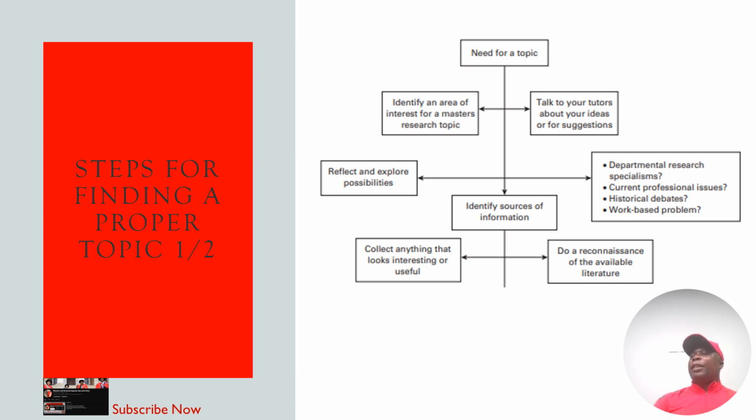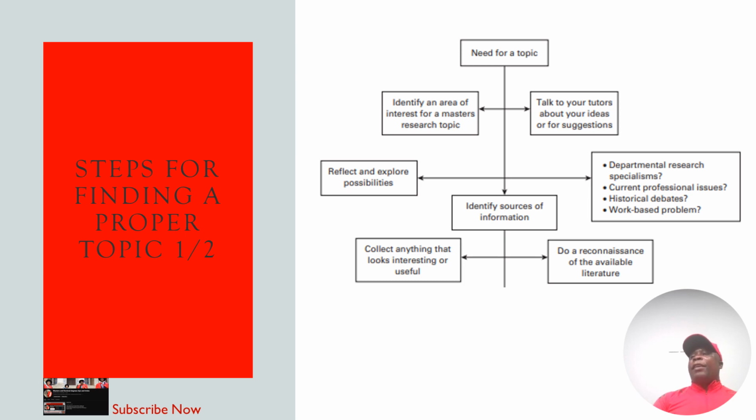Reflecting and exploring possibilities is also one of the most important things for you to do. Then don't forget also to check the capacity: departmental capacity, research capacity. In some of the universities, they will tell you that we do not have an expert in area A, B, C, D, or that we only have experts in these areas, and we can't supervise a student or thesis or topics in this area. So it's very important for you to take note of that.